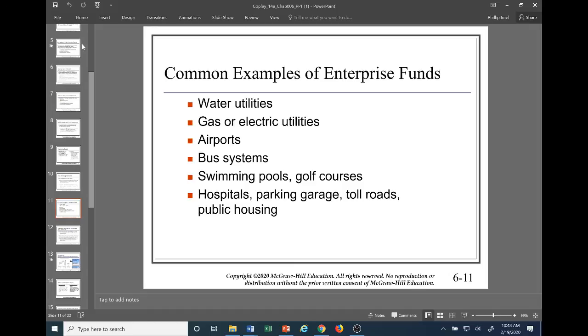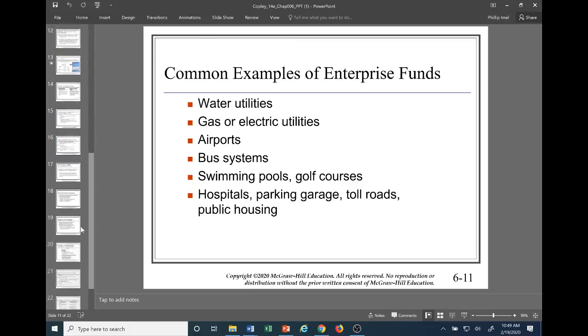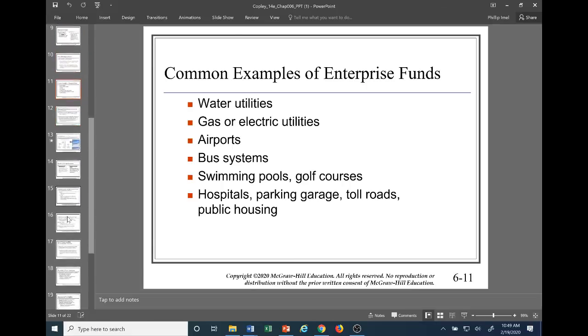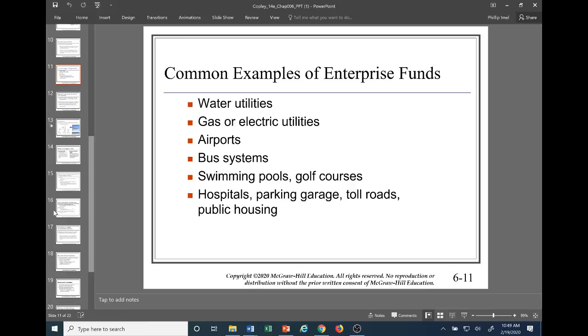So some common examples. This will be the last slide here, then we'll call it quits today. Some common examples of enterprise funds: water utilities, gas or electric utilities, airports, bus systems, swimming pools, golf courses, hospitals, parking garages, toll roads, public housing. We can see how we pay fees for all of these, and how they would be accounted for in an enterprise fund. We probably have about 11 more slides. We got halfway through the slides, so that'll be our stopping point for today.